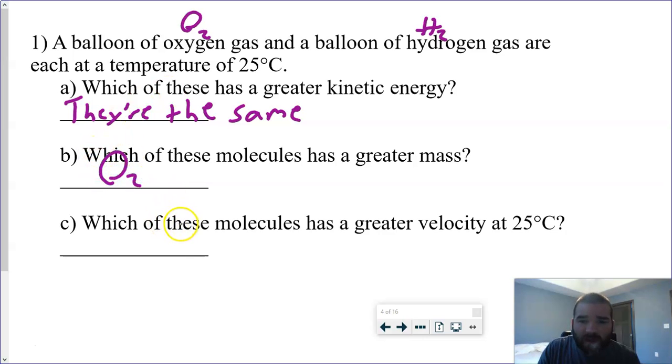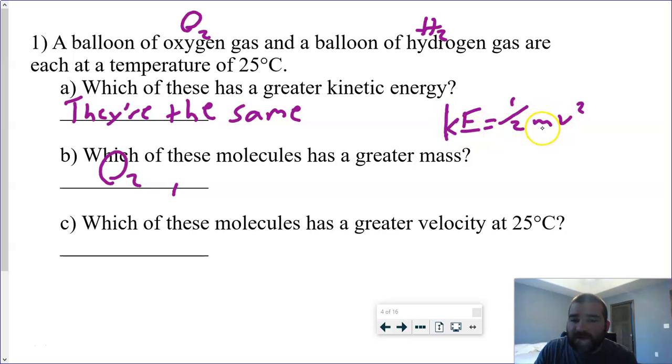Okay, which of these molecules has a greater velocity? Let's go back to our equation. Kinetic energy equals 1/2 mv squared. Kinetic energy is the same for both. The mass is different. Okay? If the kinetic energy is equal for both oxygen and hydrogen, and the mass of oxygen is more, what would have to happen to the velocity of the oxygen gas in order for the kinetic energy to still be equal? Well, it'd have to be less, right?